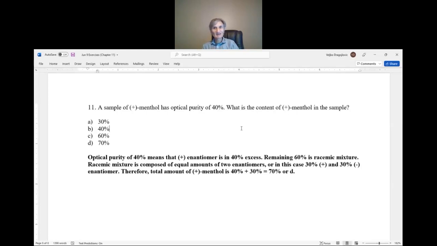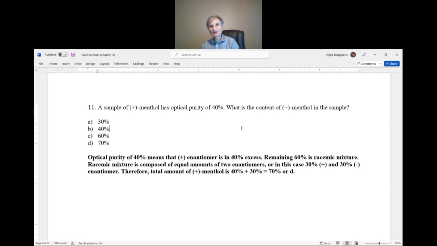So those are two extremes, having a pure enantiomer or a racemic mixture. But we can have anything in between. And for a mixture that is anything in between, we express that composition as optical purity. And optical purity is basically the component that causes rotation of the plane of polarized light. That's the amount that is in excess, and the rest is racemic mixture.